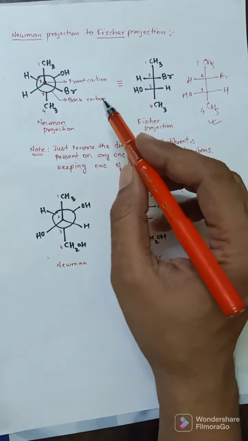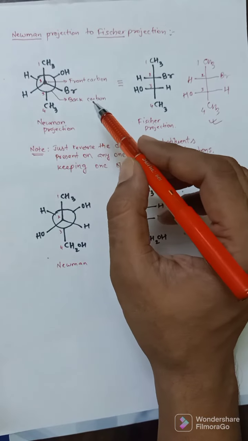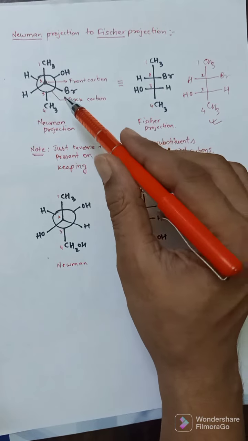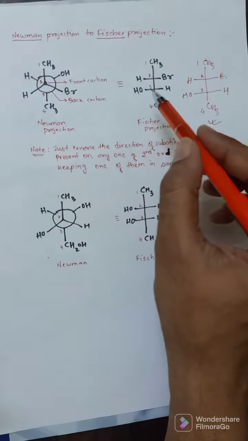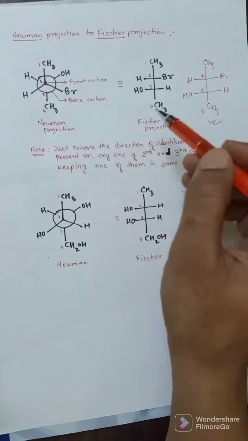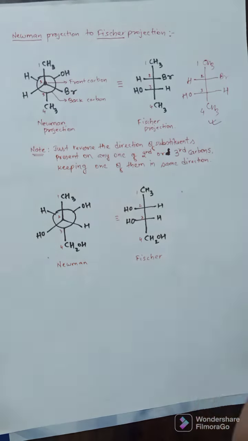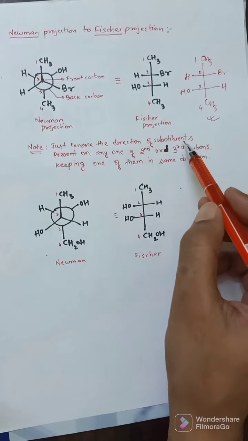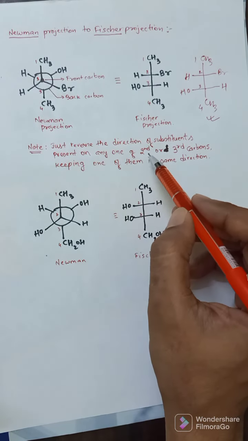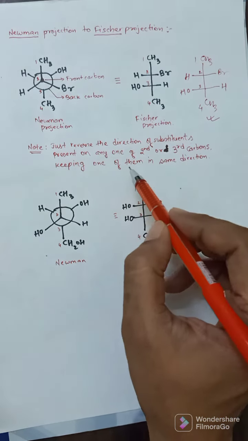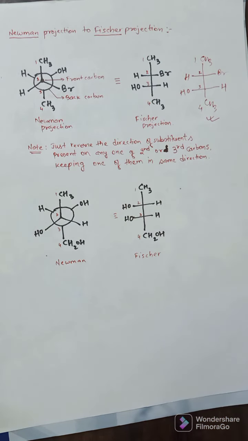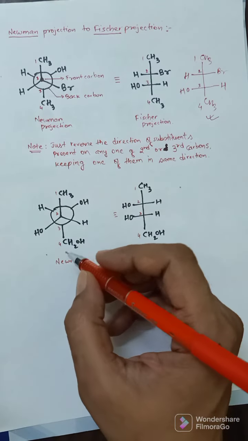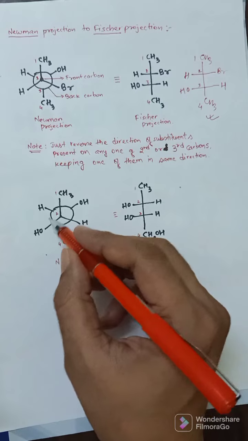So friends, you have just understood how to convert a given Newman projection into a Fischer projection by using a very simple trick. What you have to note here: just reverse the direction of the substituents present on any one of the second or third carbons, keeping one of them in the same direction. Okay, let's take a look at another example I have given here.